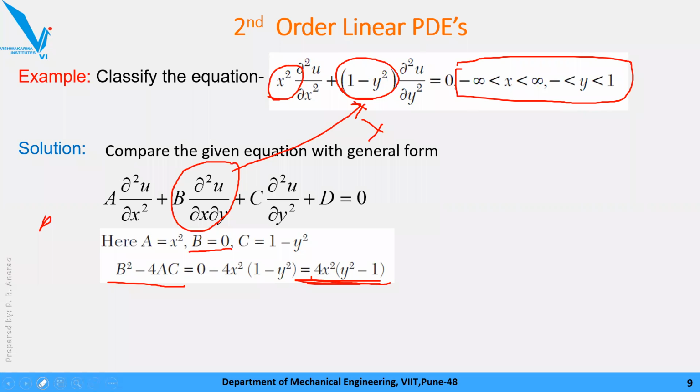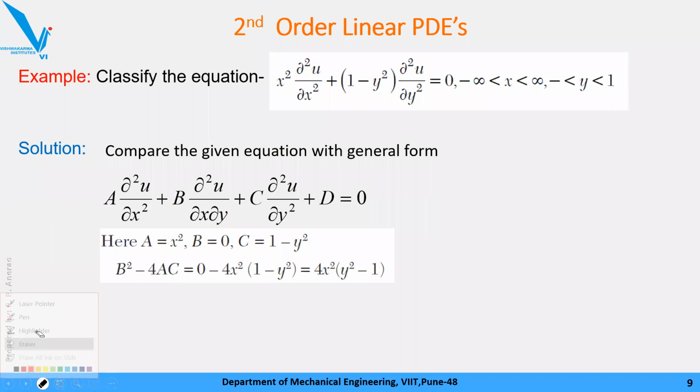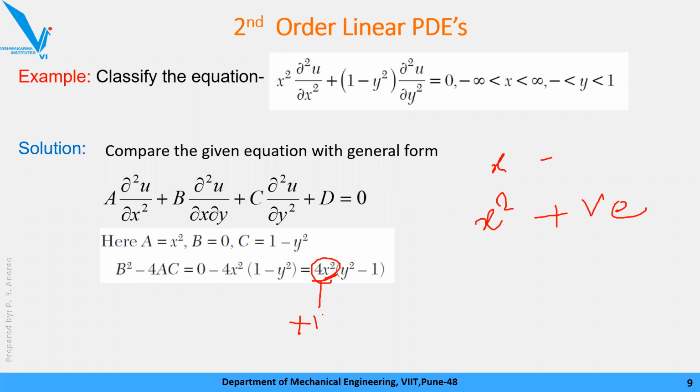And in our equation we are dealing with x square. So even if the x value is negative or positive, x square will always be positive. So the first term, 4 into x square, is a positive term. Now look at the term in the bracket, y square minus 1.